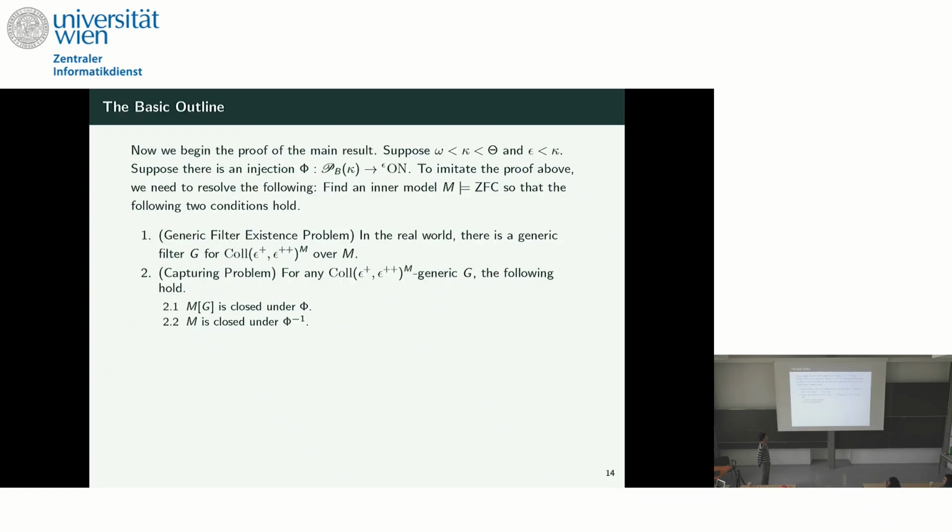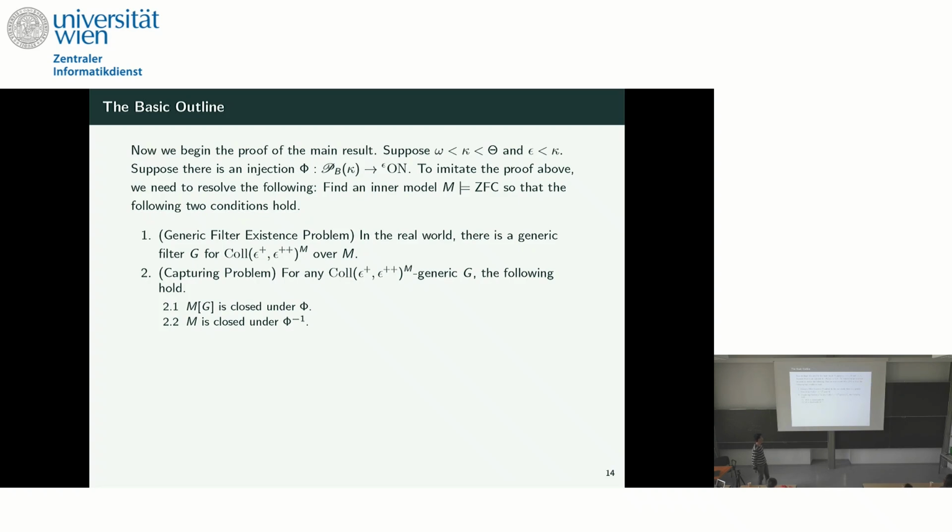Okay, so now let's get into the main result. Suppose you had an injection from P_B(kappa) into epsilon sequences of ordinals. Now I want to imitate that proof from before, so that means I need to solve two problems. First, in the real world, I would need to have a generic filter for Col(epsilon plus, epsilon double plus) of M over M. I need the filter to actually exist. And I need to solve this capturing problem. For such a generic G, I need M[G] to at least be closed under the phi function, and I need M to at least be closed under phi inverse.